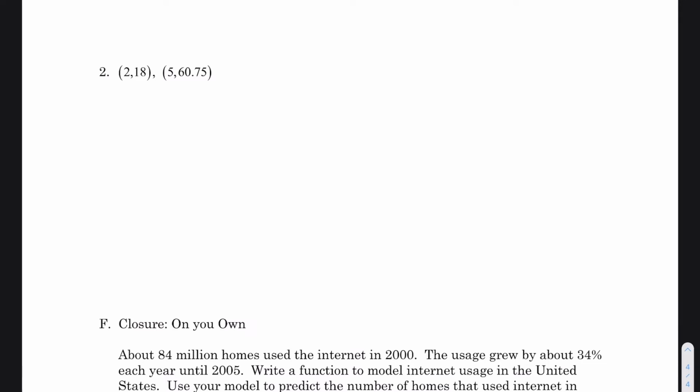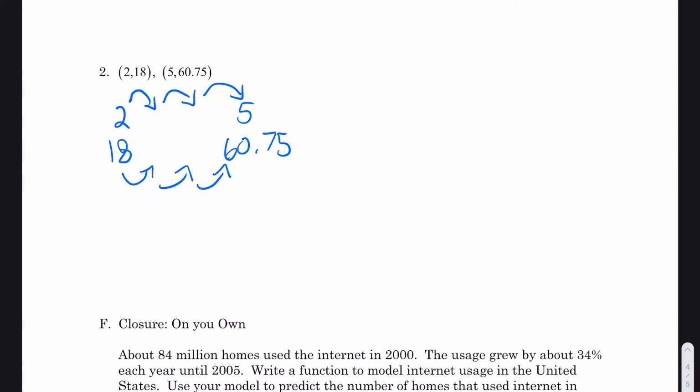Okay, let's do another. I'll try it the same way just to see if it works. If it doesn't, we'll come up with a new way to make it work. 2 goes with 18. 5 goes with 60.75. So we should be growing. We moved forward 1 space, 2 spaces, 3 spaces. So we have to multiply, then multiply, then multiply. We're multiplying by the same thing each time.